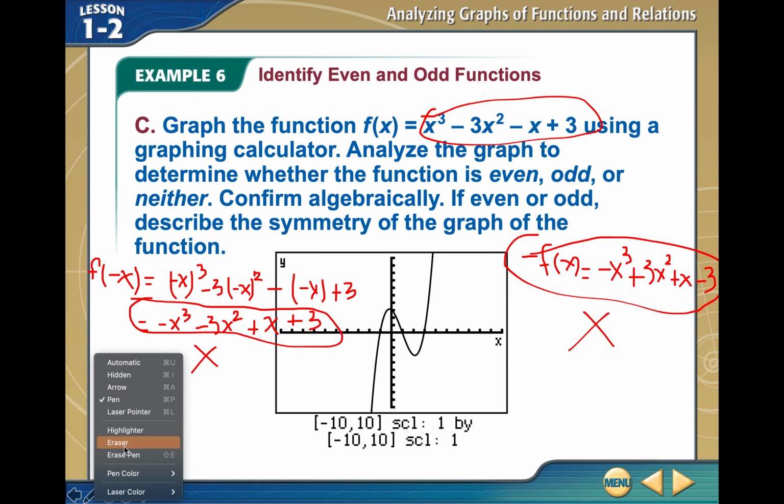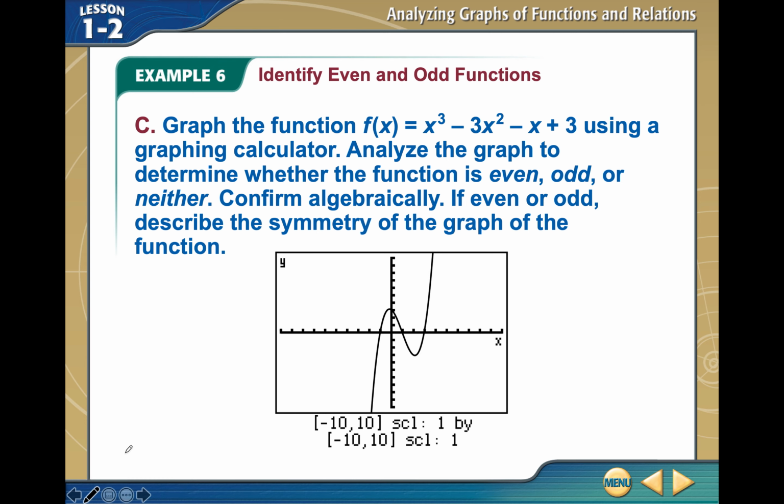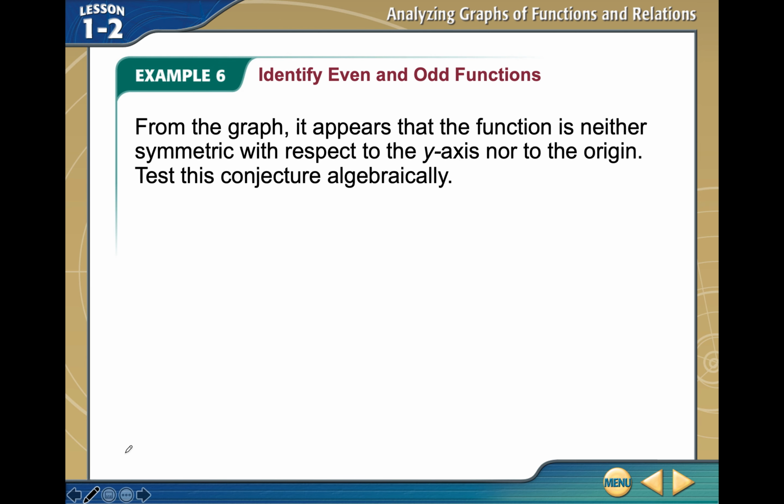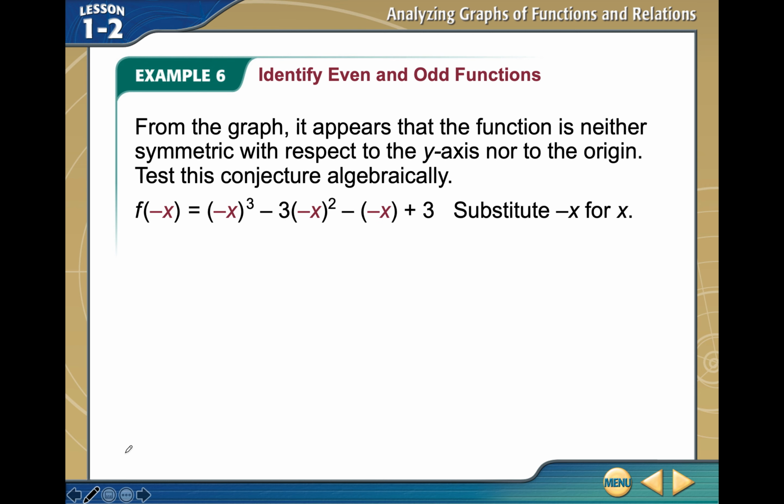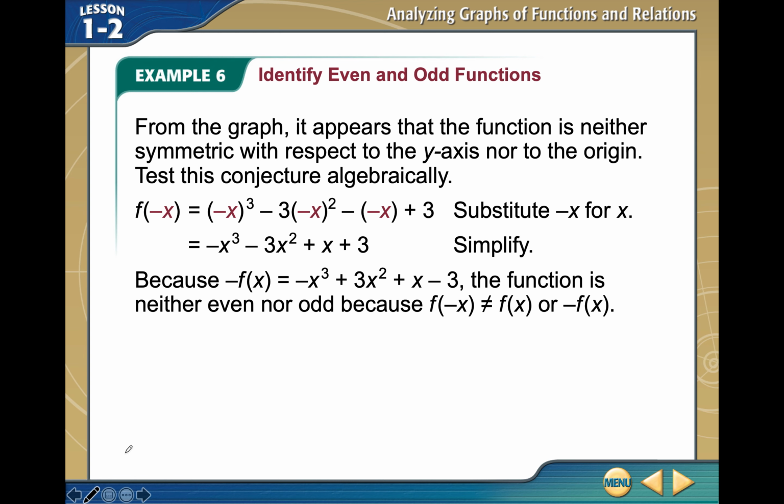Okay, so let's see how the computer answers it. F of minus x is equal to minus x cubed minus 3x squared plus x plus 3. And because this is not equal to the negative of f of x, the function is neither even nor odd, because also f of minus x is not f of x, just as we said.